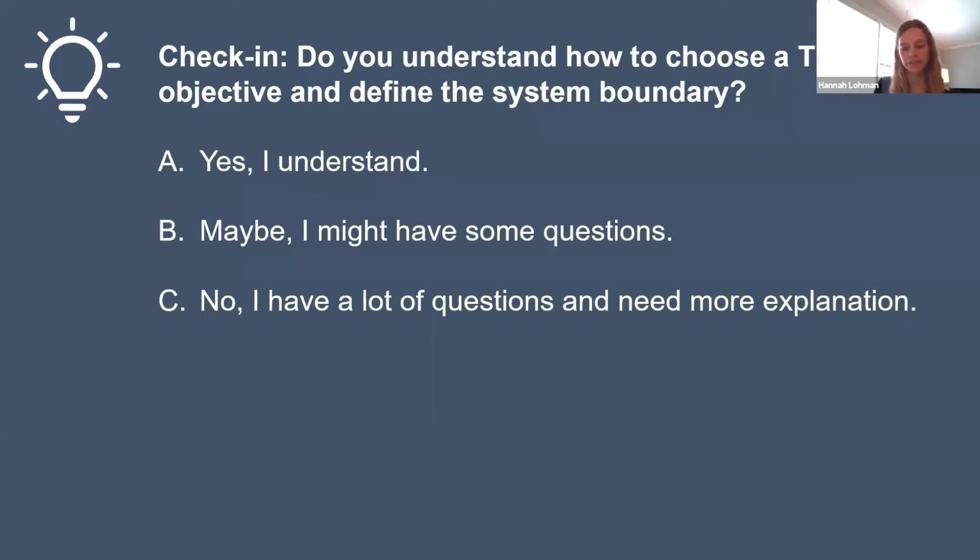So now we'll do a quick check-in again. So do you understand how to choose the TEA objective and define a system boundary? So I'll let you take a few seconds to answer this question. Again, these questions are really helpful for us when we're trying to figure out what to talk about during the Q&A session, and it'll also help us answer questions as we go.